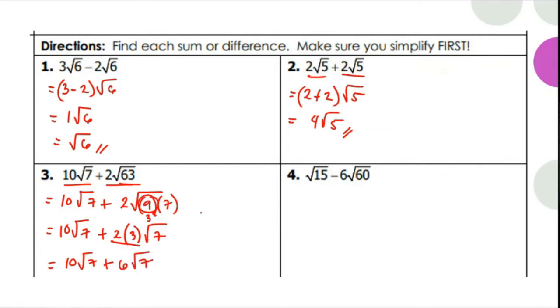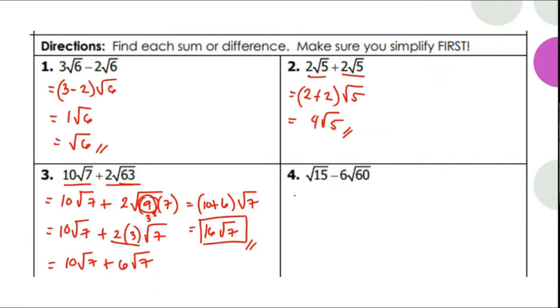Now this is the time that we can combine 6 and 10. So that is 10 plus 6 square root of 7. So 10 plus 6 is 16 square root of 7. So that is the final answer, 16 square root of 7. Moving on, let's have number 4.